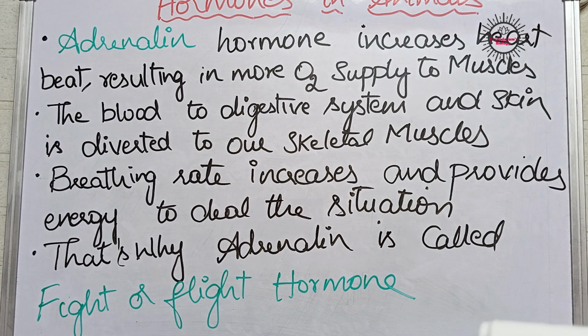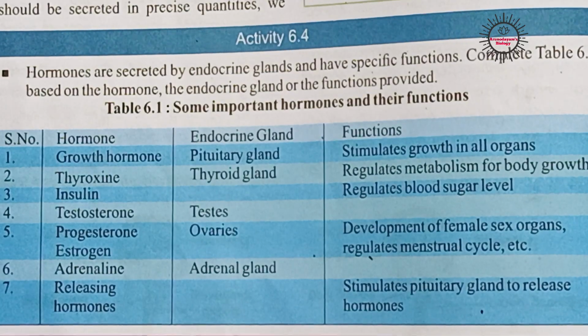Of course, this hormone also results in producing goosebumps to us. Because of this release of adrenaline hormone, our BP increases, our sugar level increases, and our pupil, which is present in our eyes, dilates. So all these changes take place. All of them result in producing energy in our body to deal with the situation. That's why this adrenaline hormone is called the fight or flight hormone.